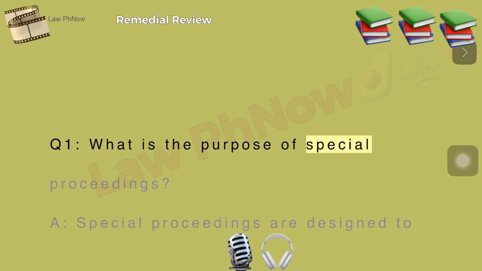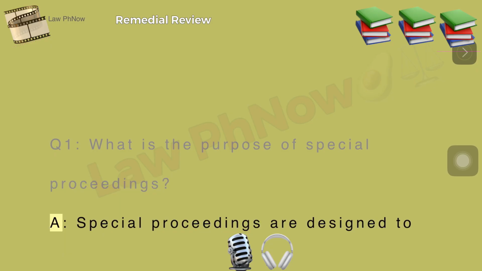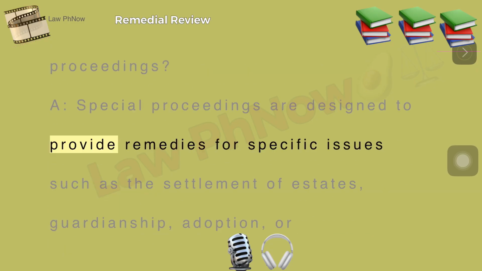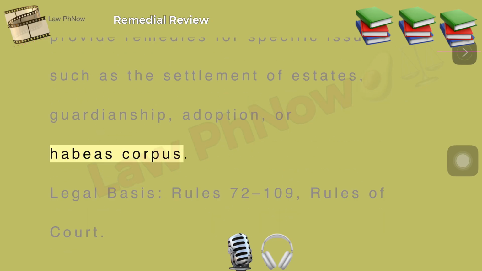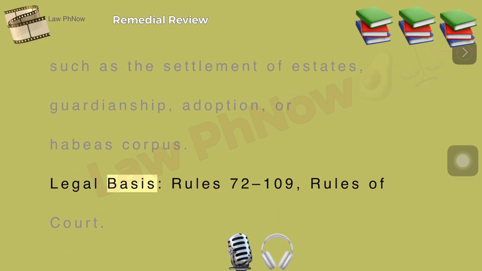Q1, what is the purpose of special proceedings? A. Special proceedings are designed to provide remedies for specific issues such as the settlement of estates, guardianship, adoption, or habeas corpus. Legal basis, Rules 72 to 109, Rules of Court.